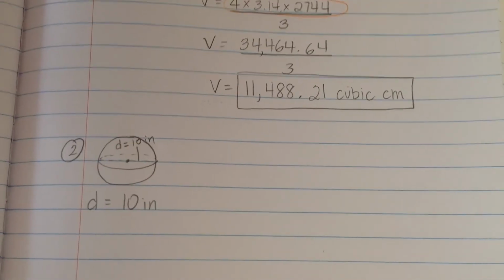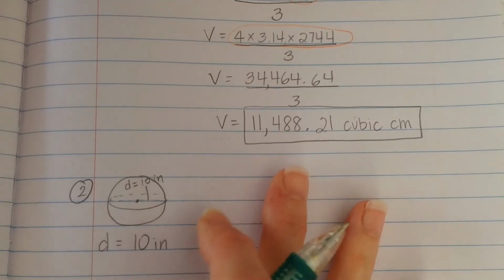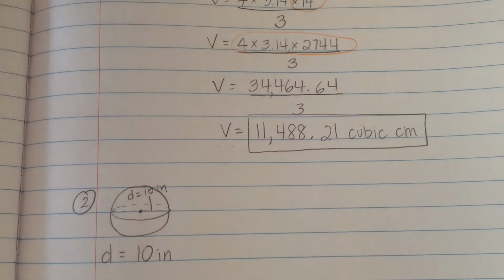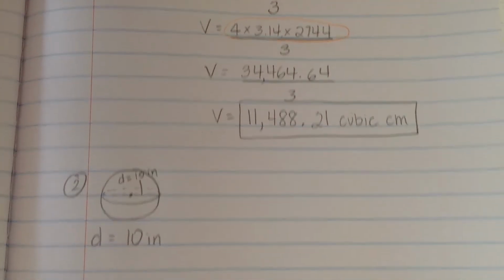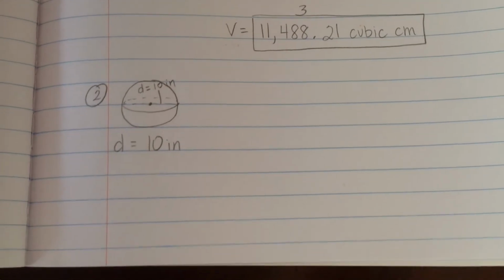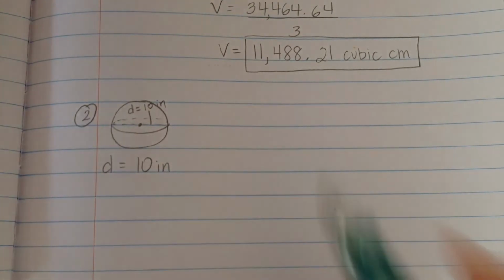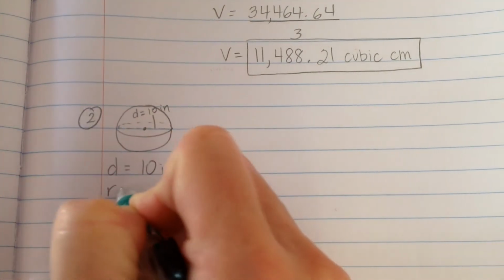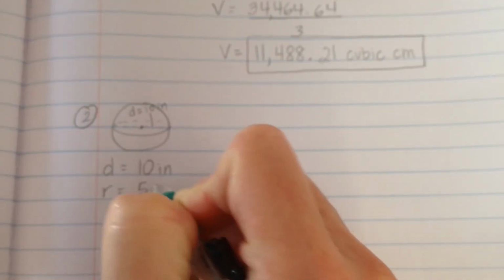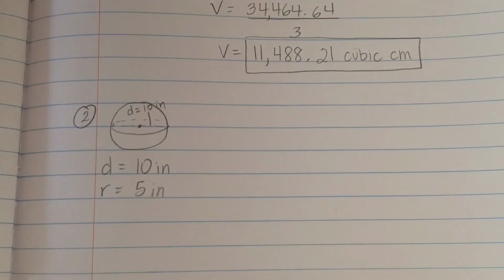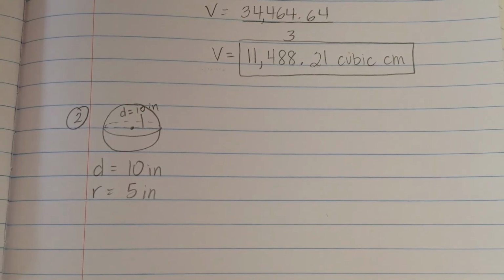Whoa, you're going to have to cut it in half, and I'm going to try not to break down my little makeshift document camera here, which is wanting to collapse on me. Okay, so if the diameter is 10, that means that the radius is 5. Okay, the radius is 5 inches. All right, so that's the bit of information that I need.